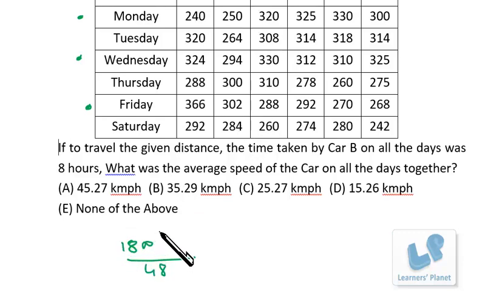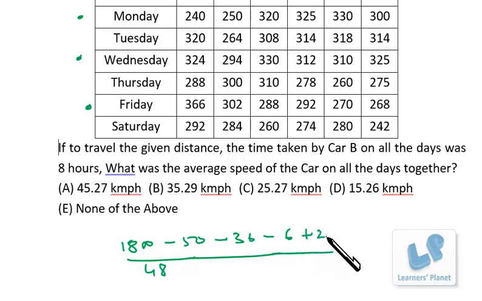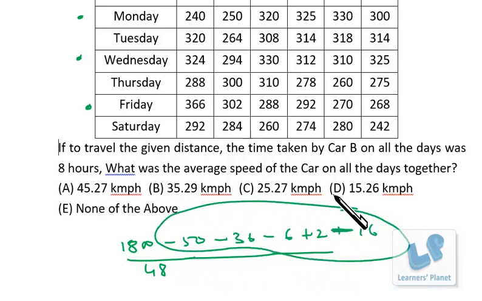Right? Now from 300 I deduct and add whatever. So it's minus 50, then minus 36, minus 6, plus 2 and minus 16. Now we can very well see this entire calculation. Since the options are quite far from each other, we can assume this entire calculation to be negative. It is 100, around 100. So 1800 minus 100, this is 1700. So our calculation remains 1700 by 48.